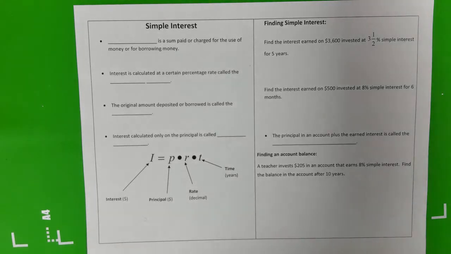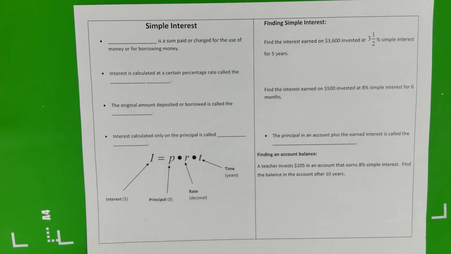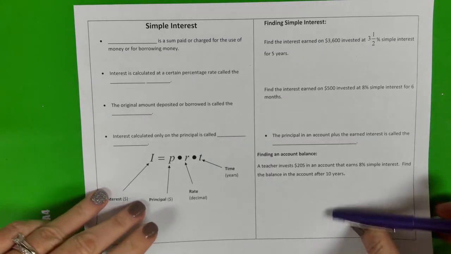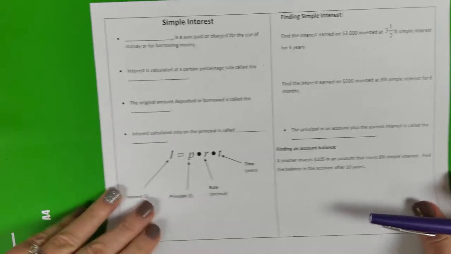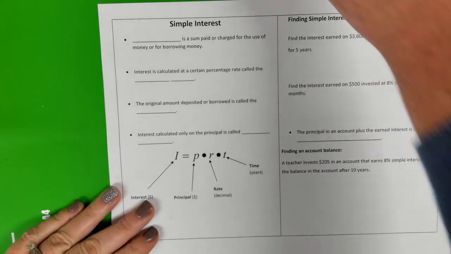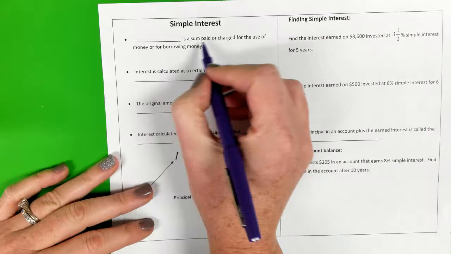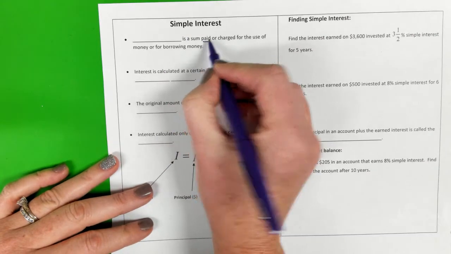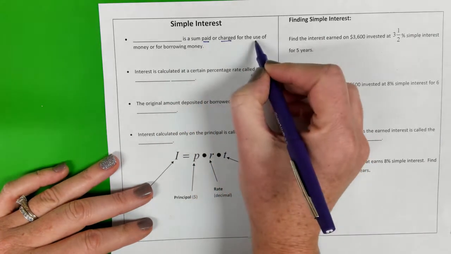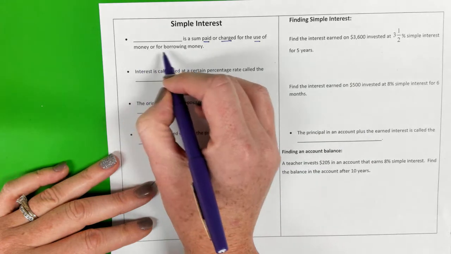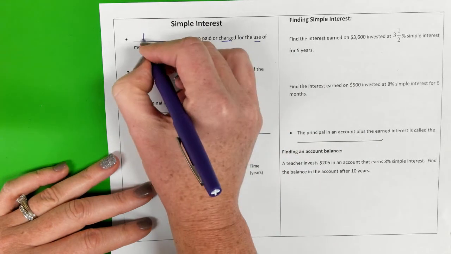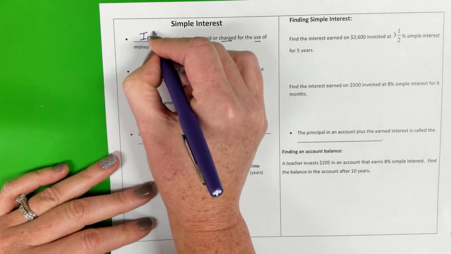In this lesson, we're going to talk about simple interest, and you have some important vocabulary that you need to make sure that you know. Okay, so it says blank is a sum paid or charged for the use of money or for borrowing money. And so the answer to that, the vocabulary word, is interest.